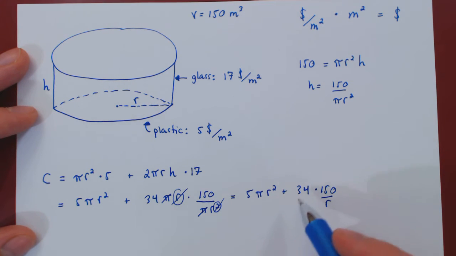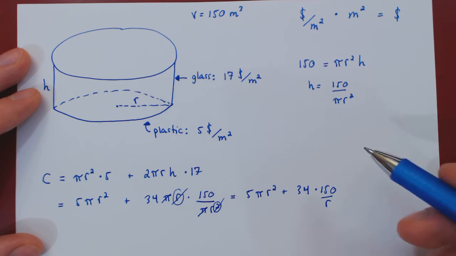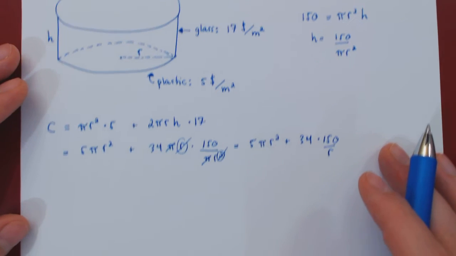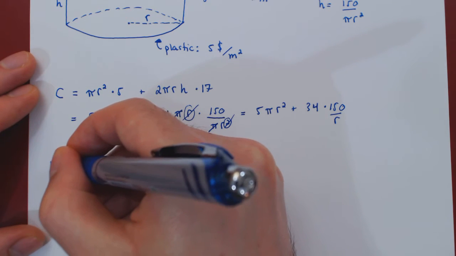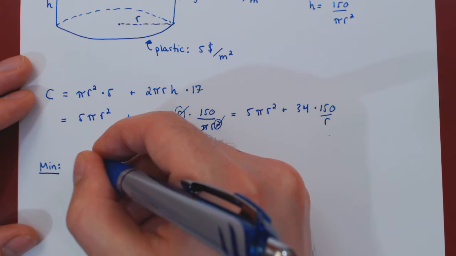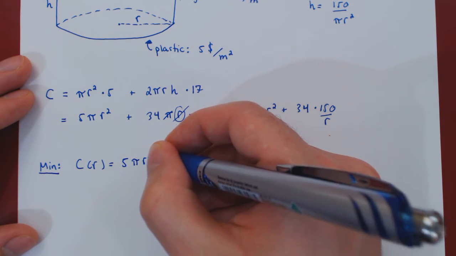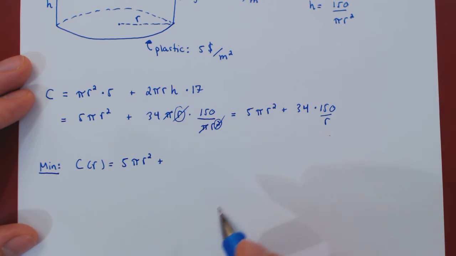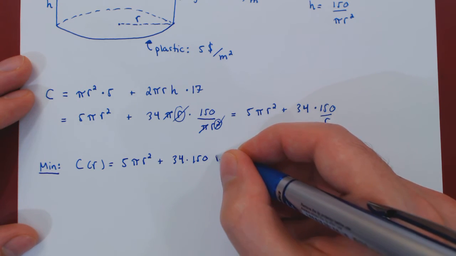And again, thinking of differentiating to obtain a minimum of our cost, we want to avoid a quotient if possible, so if we just bring the 1 over r as an r to the negative 1, this will reduce to the power rule, which is simpler. So we now have a proper objective function, which we want to minimize. The total cost of constructing this water tank. The cost will be a function of r, which is 5 pi r squared, plus 34 times 150, times r to the negative 1.